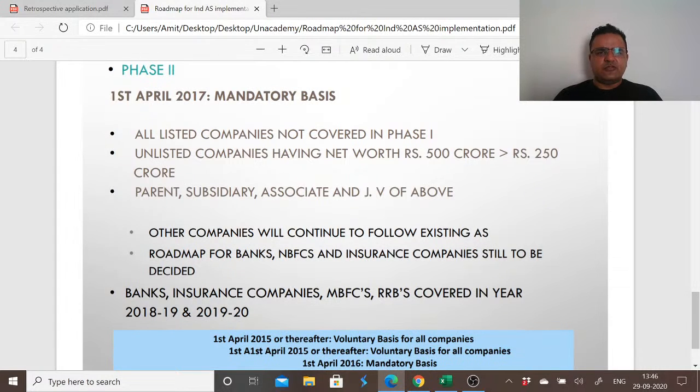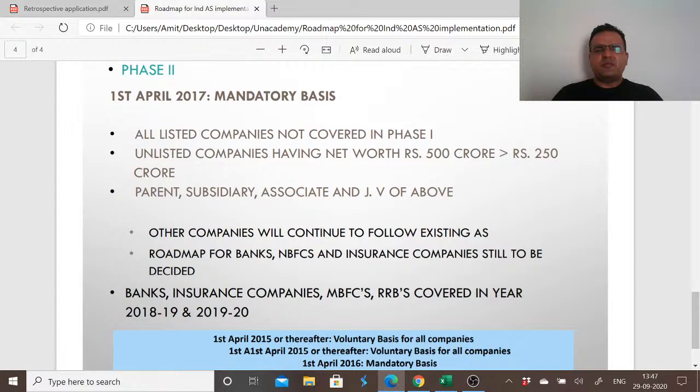In phase 2, all listed entities, that is, any entity listed on the stock exchange today, are required to present financial statements on the basis of Ind AS. All the unlisted entities having a net worth of more than 250 crores are required to present Ind AS compliant financial statements. Even their subsidiaries, associates and JVs came under the purview.